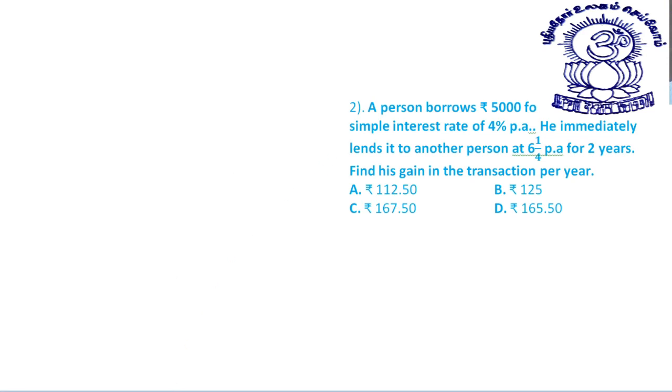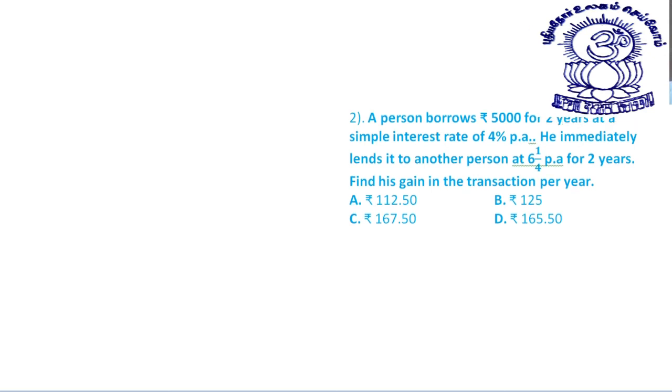Next question we have is, a person borrows rupees 5,000 for 2 years at a certain simple interest rate of 4% per annum. He immediately lends it to another person at 6 1/4% per annum for 2 years. Find his gain in the transaction.